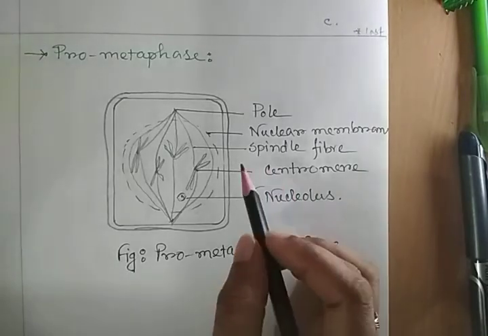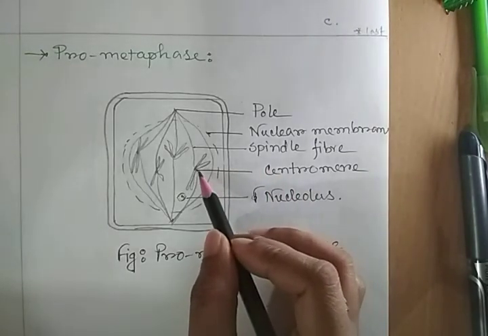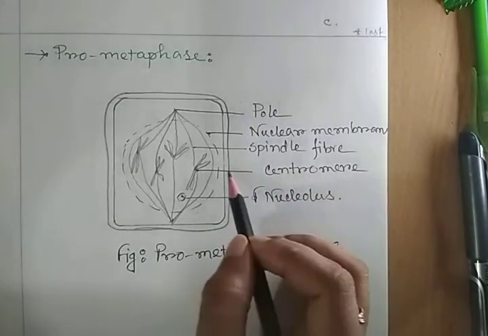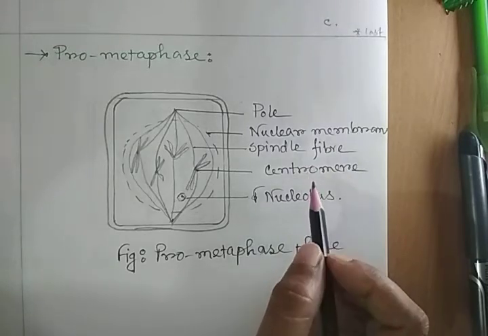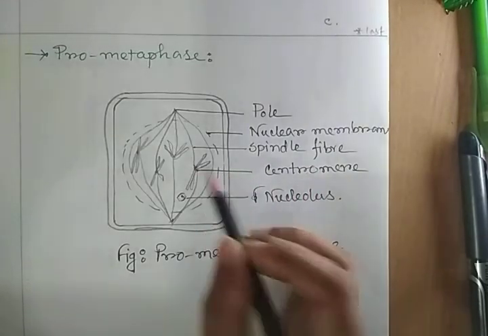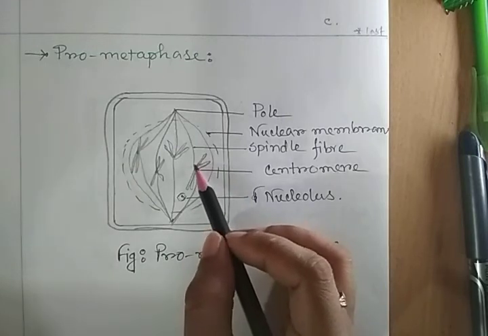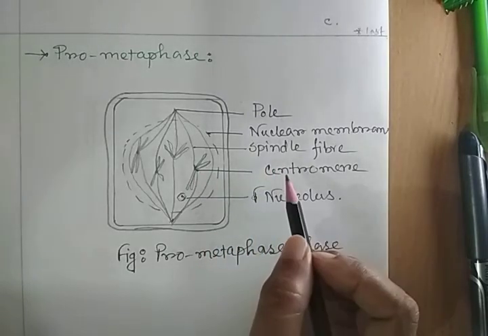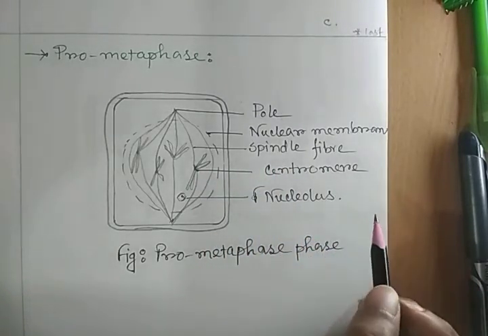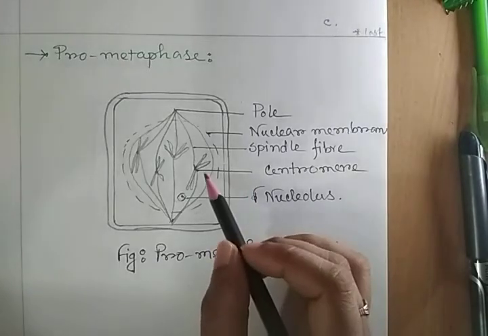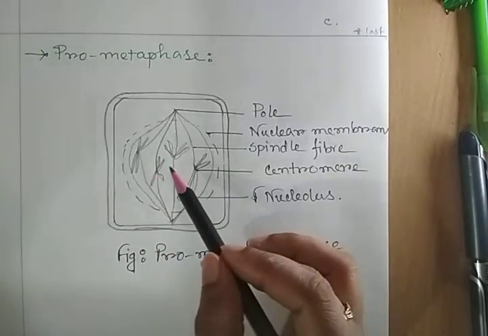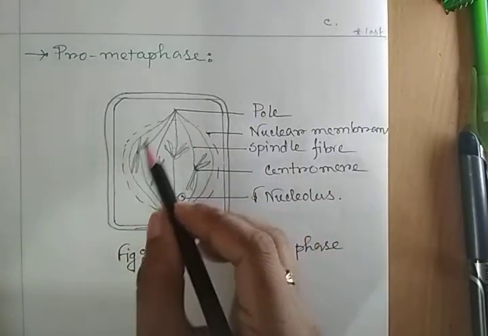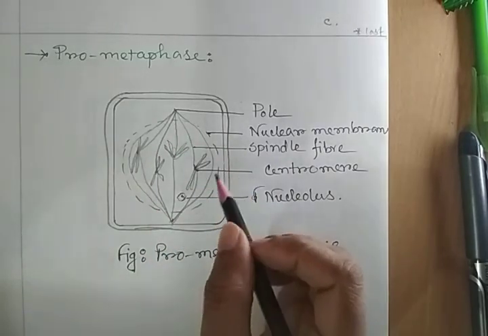At this stage, the kinetochore, which is a type of protein, remains attached to the centromere of chromosomes and gets attached with the spindle fiber. That means the chromosome gets attached to the spindle fiber by the kinetochore of its centromere. The chromosomes then start arranging on the equatorial region of that cell.